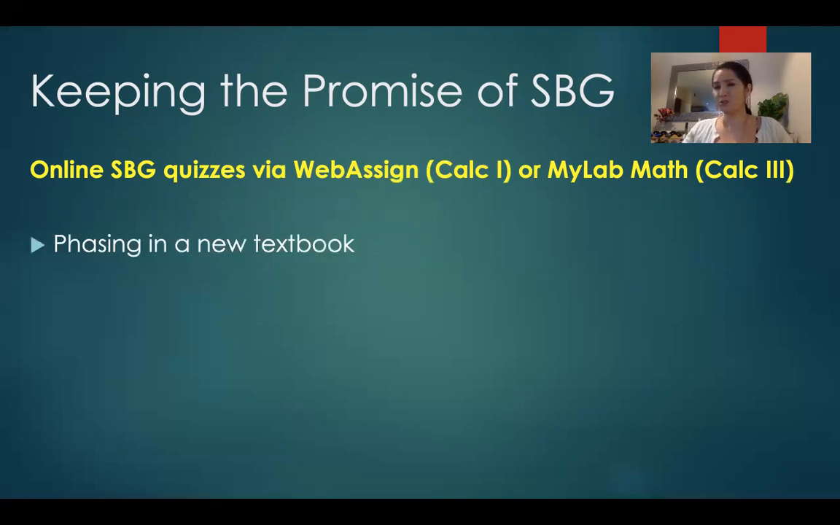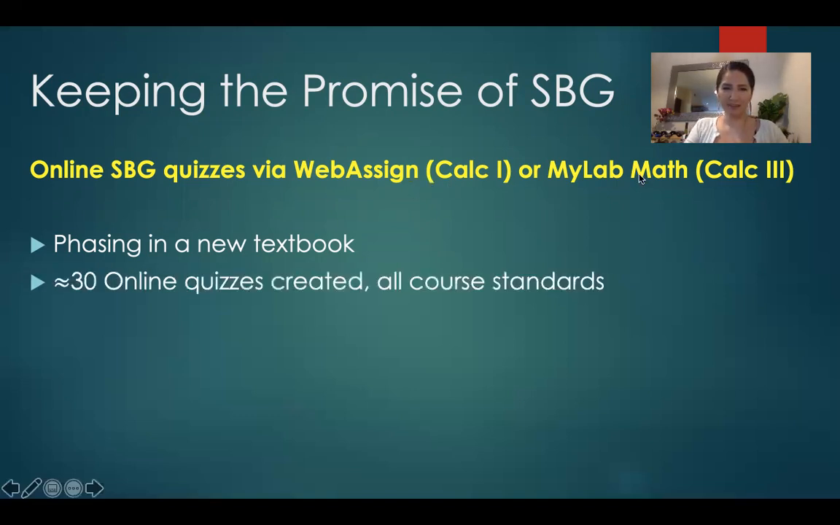So the Calc 3 students were using the old textbook. The Calc 1 students were starting to use the new textbook. So we had two different online homework platforms for these two different courses. And I created online quizzes for all of the course standards in both courses. So quizzes were available for every course standard in Calculus 1 and Calculus 3. Every student was given 4 attempts to submit their quiz, so 4 opportunities to try again if they got the problems wrong.